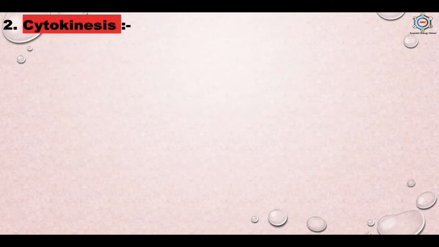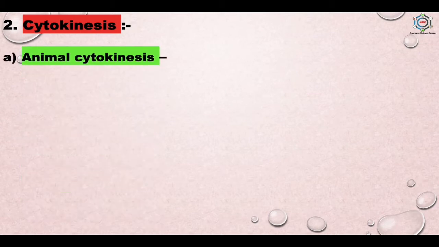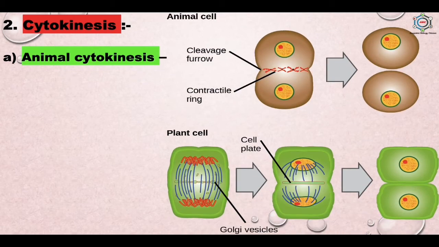Now after the karyokinesis comes cytokinesis, which is of two types: the first is animal cytokinesis and the second is plant cytokinesis. You can see in the picture there are some differences in animal cell and plant cell cytokinesis. In animal cells, a cleavage furrow is formed, but in plant cells, a cell plate is formed. So animal cytokinesis occurs by cleavage.